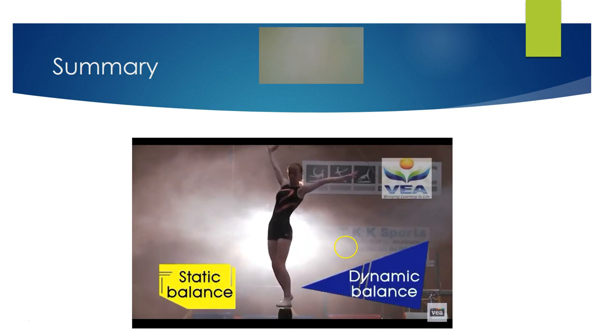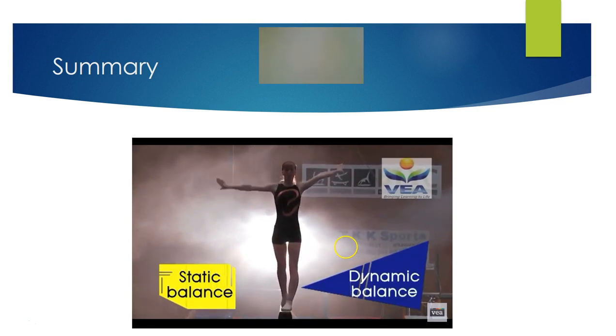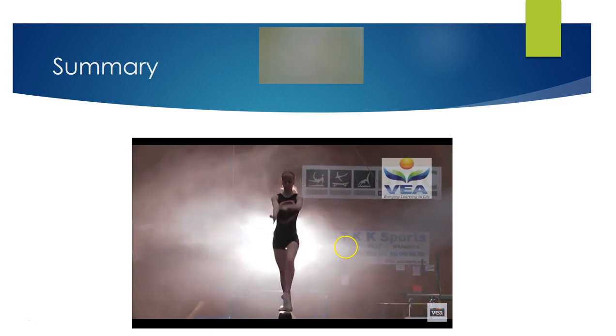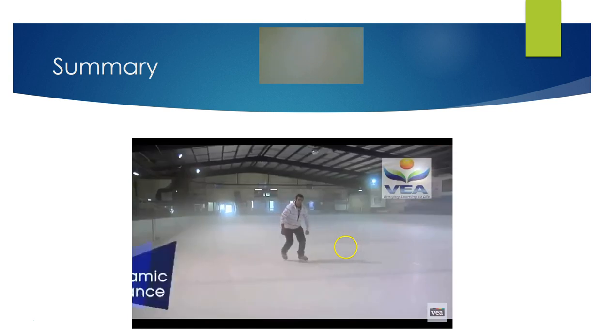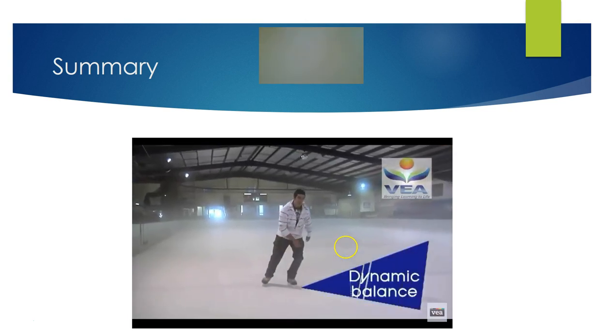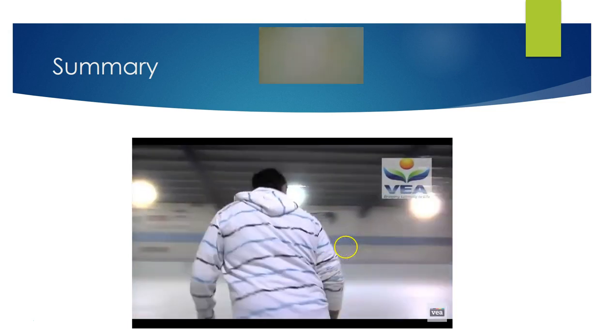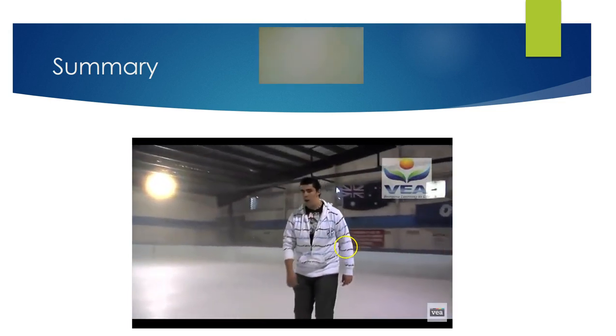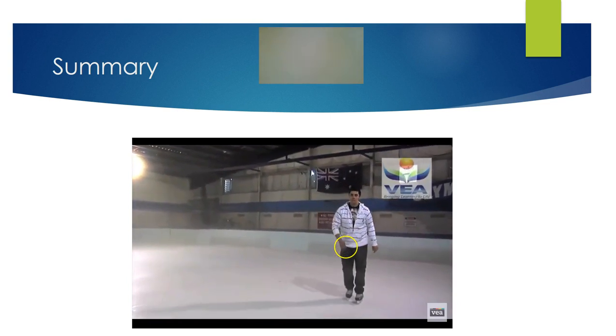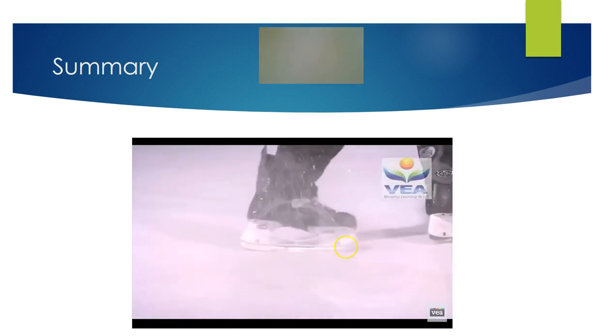Static balance is the body's ability to control balance whilst remaining still, such as a gymnast balancing on a beam or a tennis player preparing to serve. Dynamic balance is the opposite of static balance. Dynamic balance is used when a body is moving. Skaters and surfers use dynamic balance, as does a dancer when they sharply change direction.